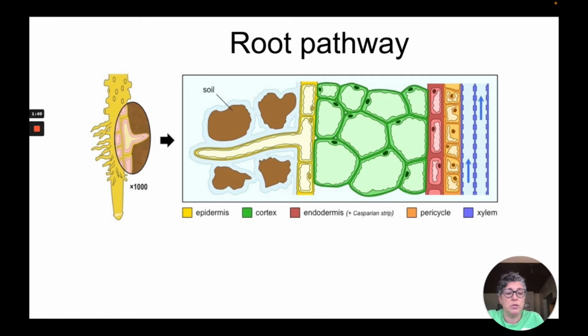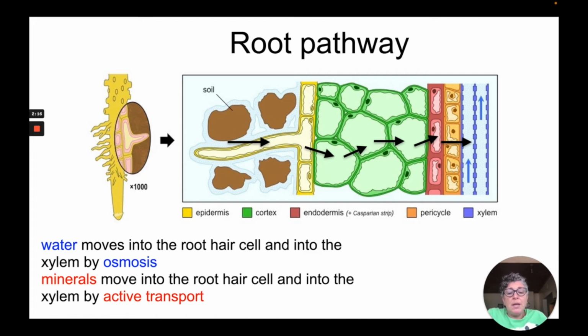Now there are some structures here, such as the red and the orange ones, that you don't have to know the names of. You just need to know the order of epidermis, cortex, and xylem through the root pathway. So you don't have to worry about those other bits there. Water is going to move into the root hair cell and the epidermal cells, through the cortex and into the xylem.